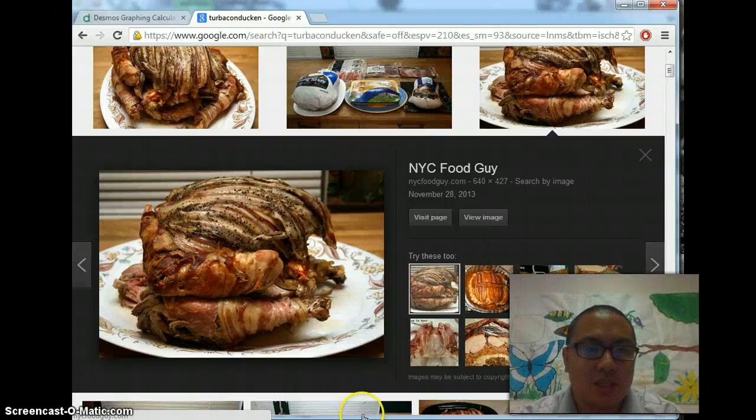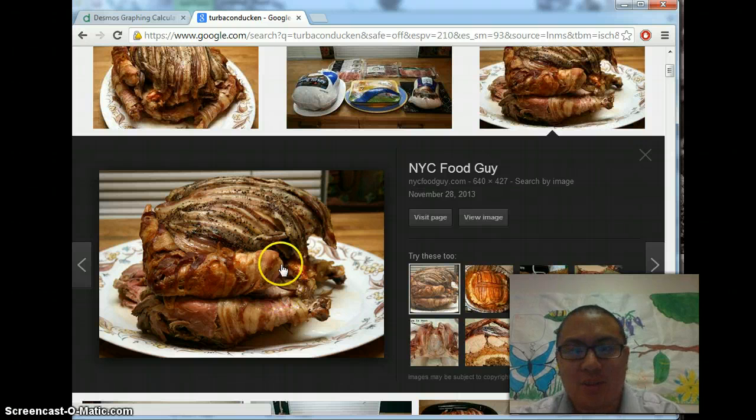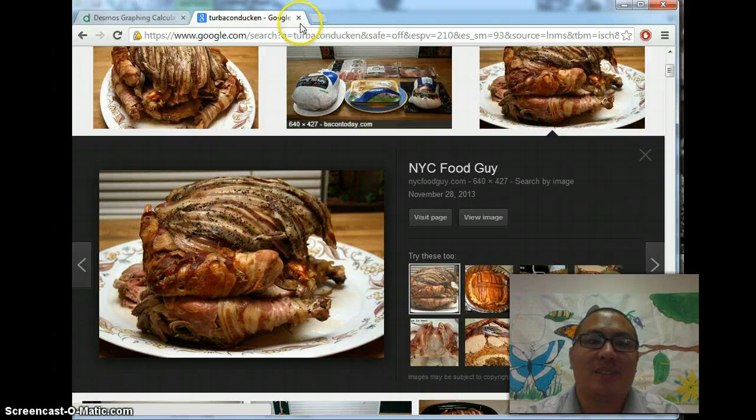Alright, hello everybody. Here is what I ate for Thanksgiving. Just kidding, not really, but it would have been interesting. Bacon, duckin', but that's my fun start of the day.